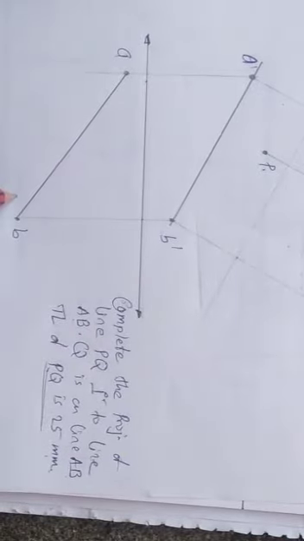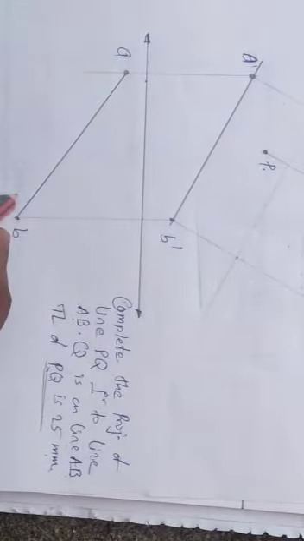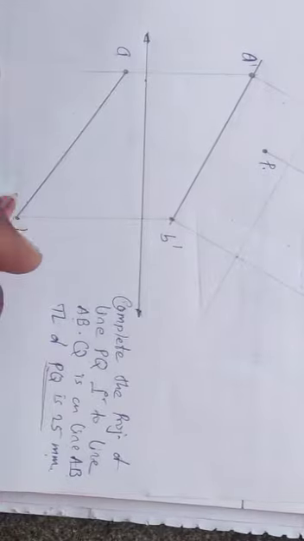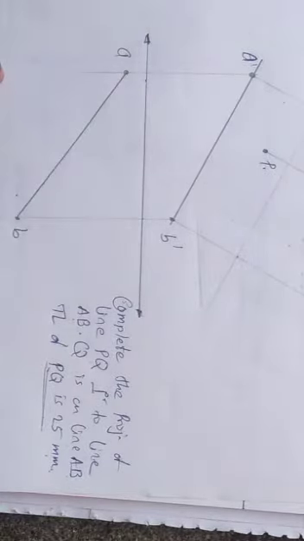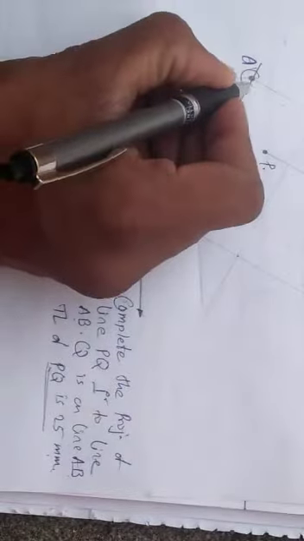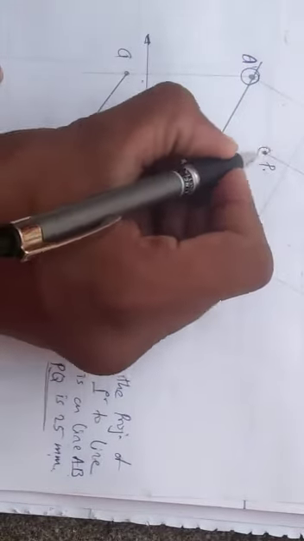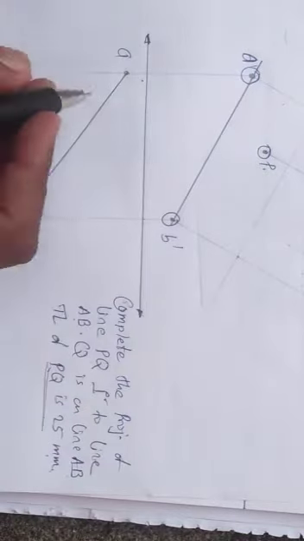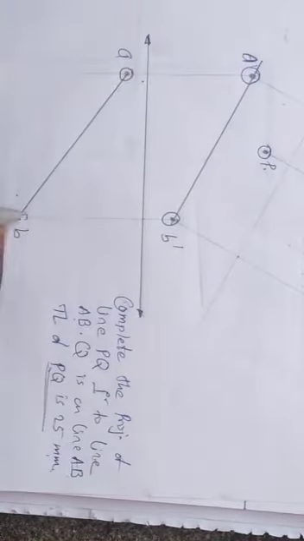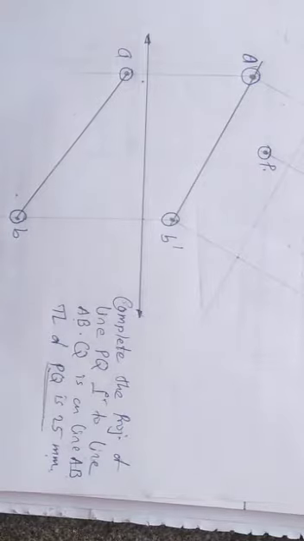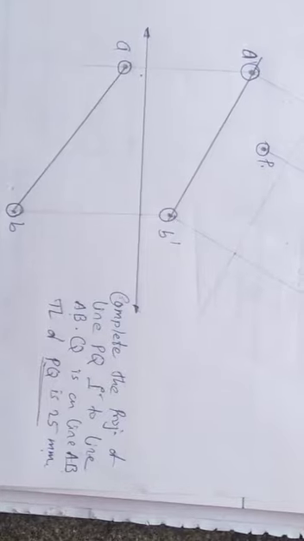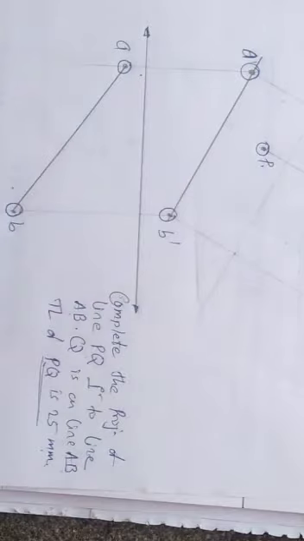Now let us look at the given data, what will be printed on the answer sheet. See here, in front view we have been given 3 points, A dash, B dash, P dash, and in top view we have been given 2 points, A, B. So we need to start the problem from the view where more given data is provided. Here in front view more given data is provided, so we should start our problem from front view onwards.